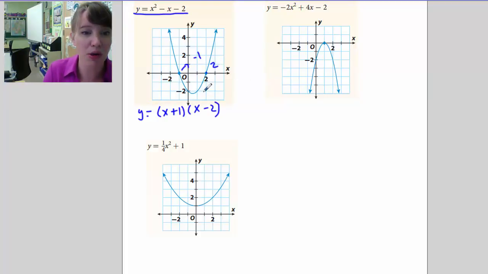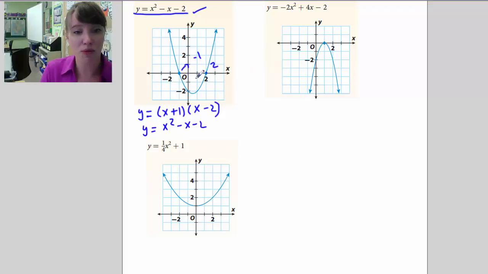Notice that if I put 2 in here, I would get a 0 for this factor. If I put a -1 here, I would get a 0 for this factor. Both would lead to a y value of 0. And when I multiplied these out, here would be the x squared. The sum of these two would be -1, so it would be -x, and the product of these two would be -2. And that's what gets me the equation up here. So if you're ever asked to work backwards from the graph of the quadratic function to the quadratic equation, then you can do it that way.